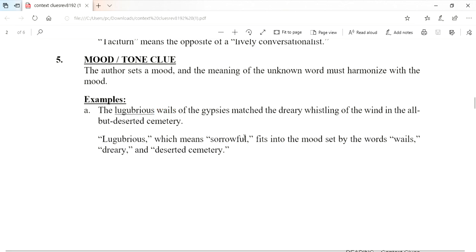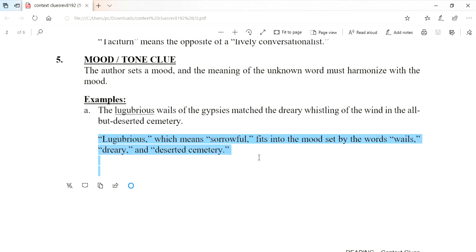And also, let's take it all together. Lugubrious, which means sorrowful, fits the mood given by the words wails of the gypsies at the cemetery. So the meaning is clear. Based on the mood of the person, we expect to hear a word that shows sorrow.